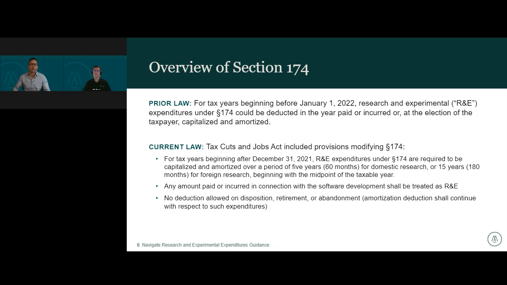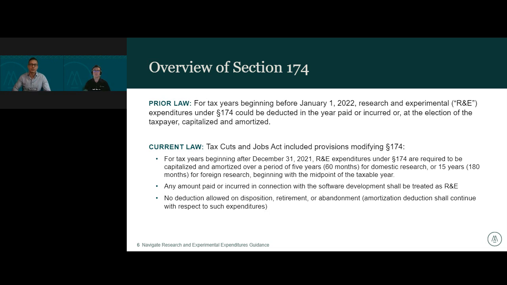Under the original 174, companies had a choice. They could either deduct all of their research costs immediately, or they could spread the cost over at least 60 months. And what that did is it eliminated some of those long-standing uncertainties. And in 1954, it really remained that way for almost 70 years up until recently.